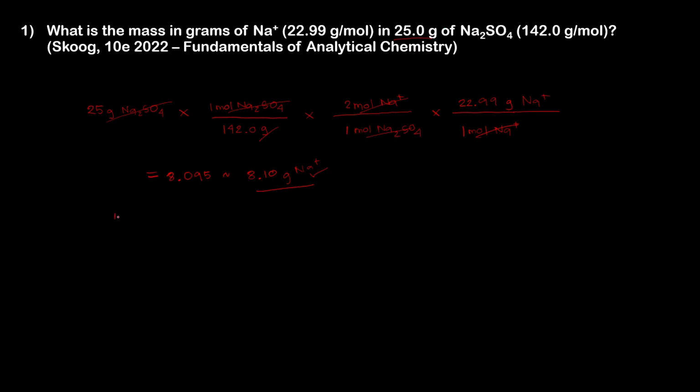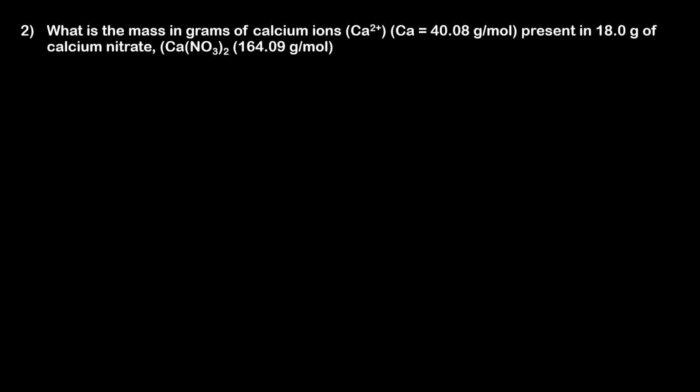Okay, 8.10 grams sodium ion in 25 grams sodium sulfate. Okay, so that's easy, right? So let's answer the next question. It's quite similar to number one, but with a different given chemical.